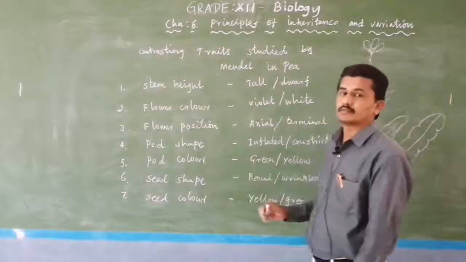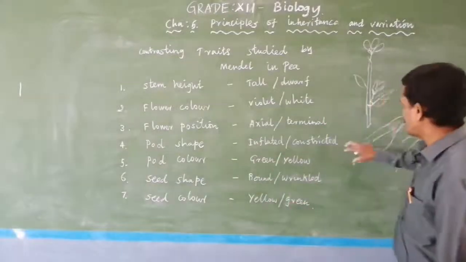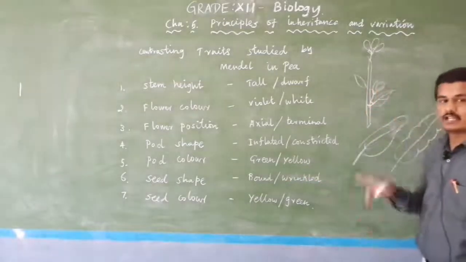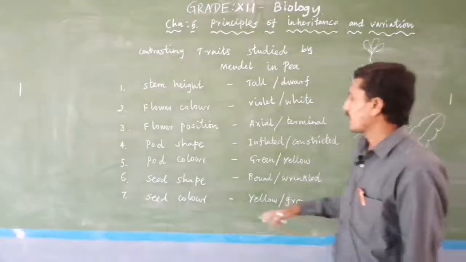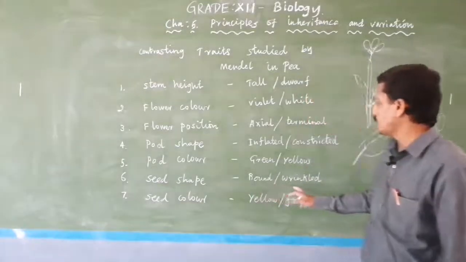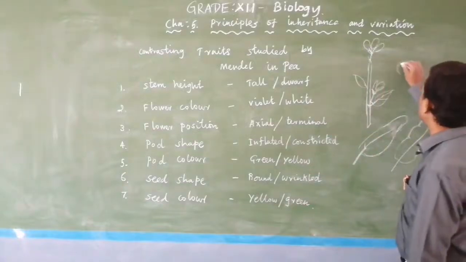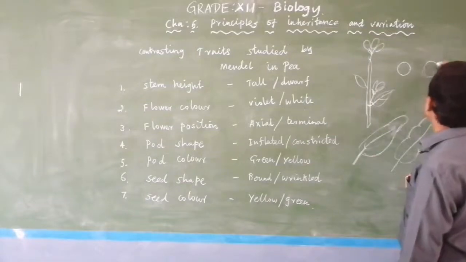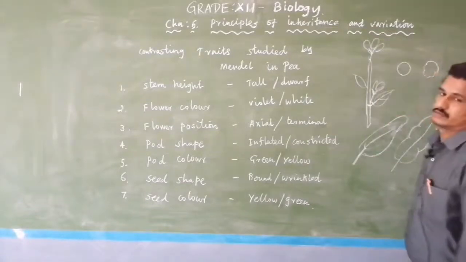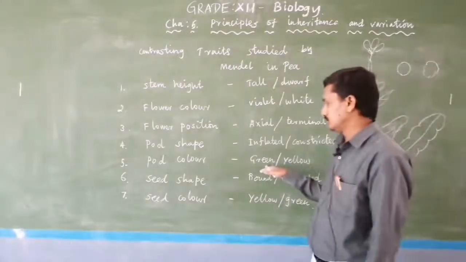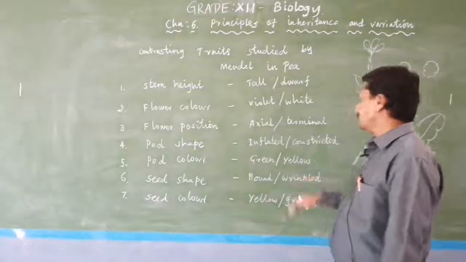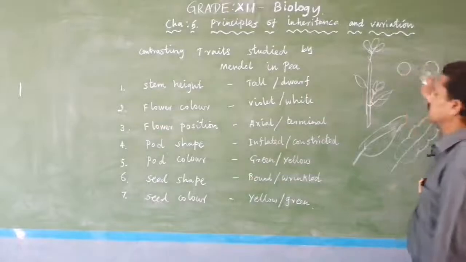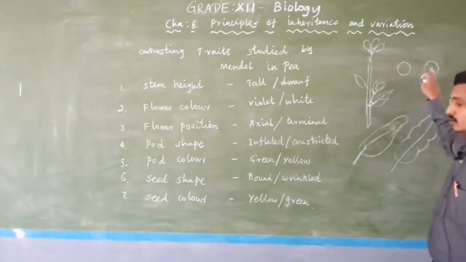Then pod color means the external color of the fruit. Some fruits are green in color, some fruits are yellow in color, only two variations. And seed shape means round and wrinkled. Some seeds in the garden pea plant are round, some seeds are wrinkled. Wrinkled means shrunken, constricted. And seed color means the color of the seed. Some seeds are yellow in color, some seeds are green in color.